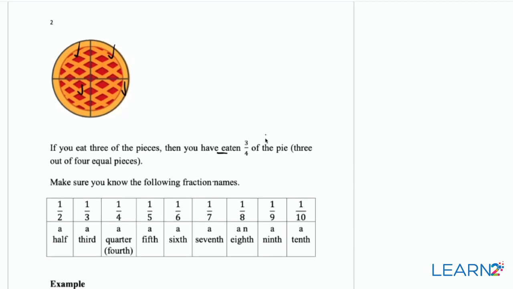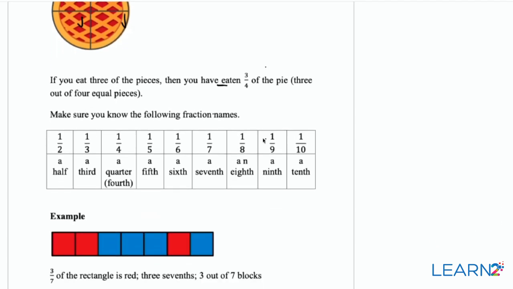So make sure that you understand what this means and how to name these things. If you see 1 divided by 2, that means a half. What does 1 over 3 mean? A third. What does 1 over 4 mean? A quarter or a fourth. 1 divided by 5 is a fifth. 1 over 6 is a sixth. 1 over 7 is a seventh. 1 over 8 is an eighth. 1 over 9 is a ninth. And 1 over 10 is a tenth.